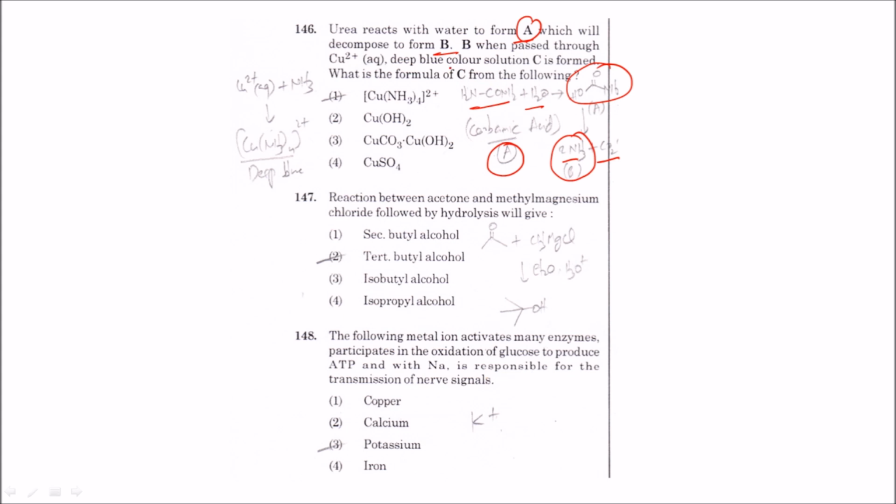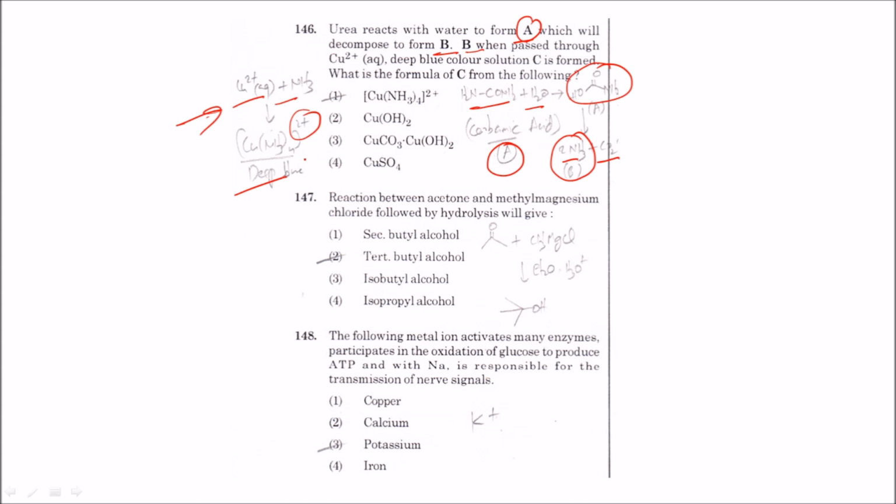Once we get B, you can see the next part. B, when passed through aqueous Cu2+, forms a deep blue colour solution C. When ammonia reacts with aqueous copper 2+ ion, it results in the formation of [Cu(NH3)4] with 2+ charge.